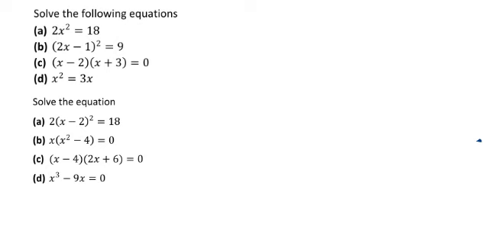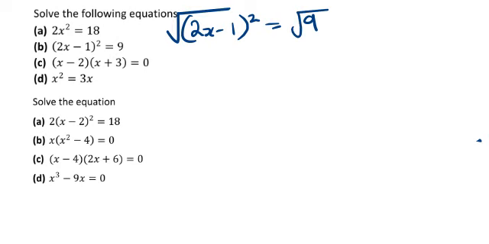For part B, there are two methods that you can use. We are going to use the first method, which is 2x minus 1, squared, equal to 9. Now the first method, which is the shortcut one, we can just introduce the square root to both sides. Now when you introduce the square root here, it's positive or negative.